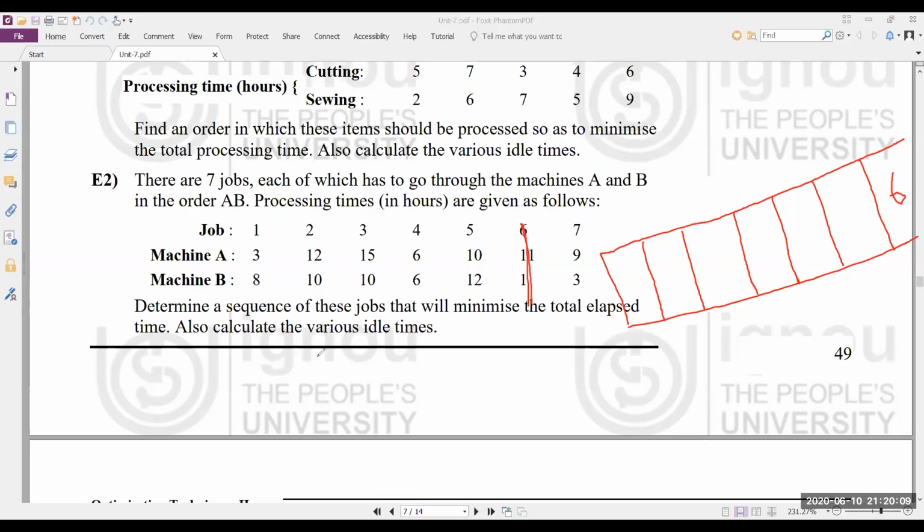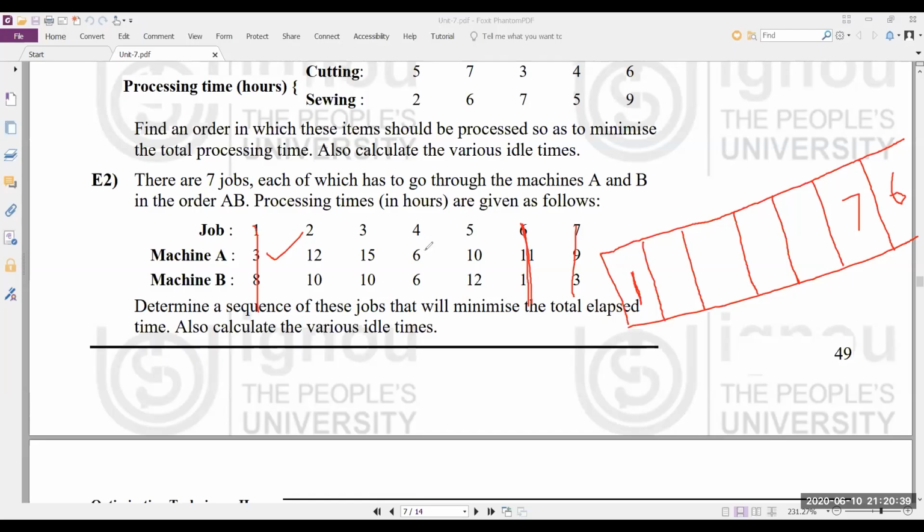Now the minimum, again minimum 3. Job 3, 1. Job 1 is due to machine A, so we put it in the first column, and it is cancelled. Again minimum 3, Job 4, no, again 3. Second last column. This one, again 3, job 7. It is due to machine B, so we put it in the last.